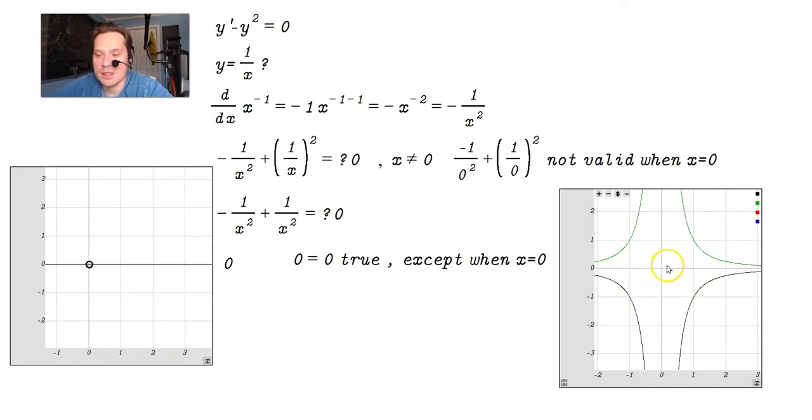It's like that everywhere except at the origin, because 1 over x squared and negative 1 over x squared blow up at the origin. They have infinite discontinuities, so adding them at the origin doesn't make any sense. That's why you have to say that 1 over x is a valid solution except at x equals 0. I'll leave it at that.